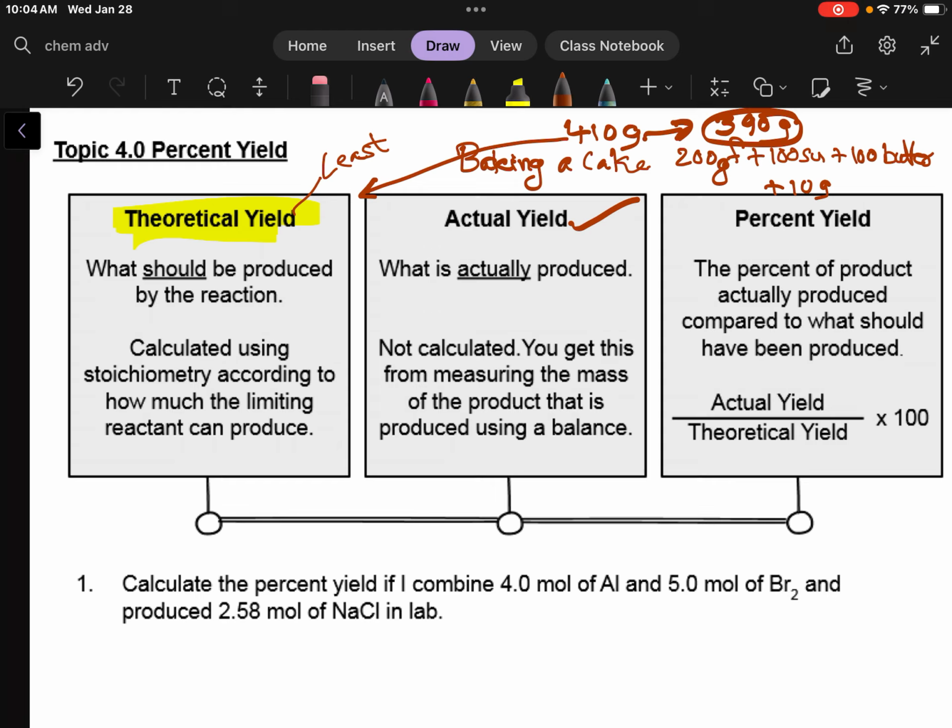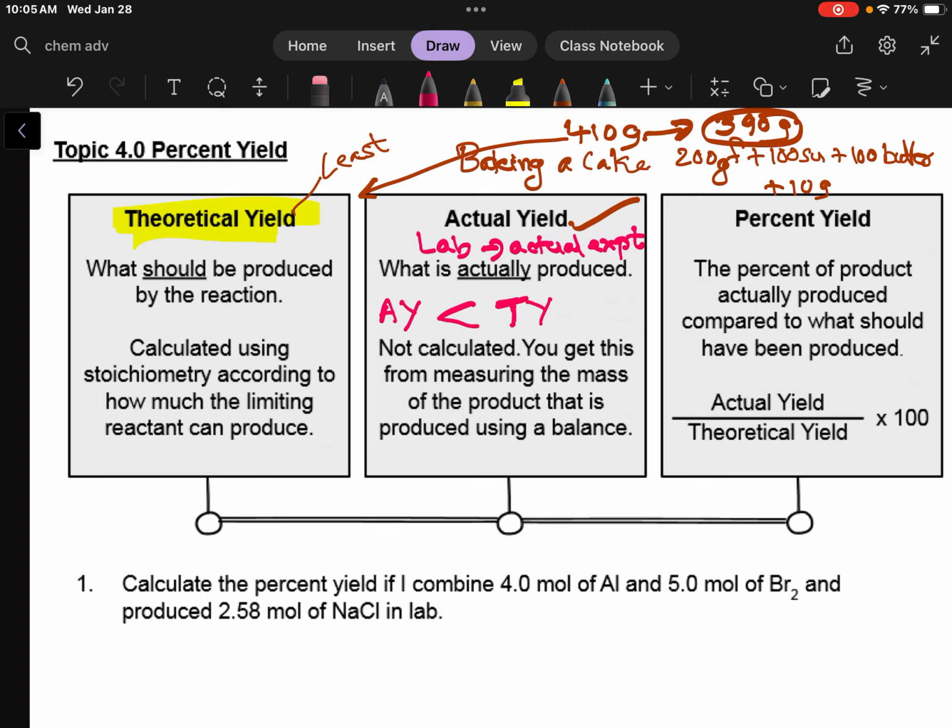Actual yield is something which we make in the lab or here in the kitchen. Using an actual experiment, not theoretically, what is actually produced is called actual yield. So actual yield is always lesser than theoretical yield. It will never be more than theoretical yield, okay? It will be lesser than theoretical yield.